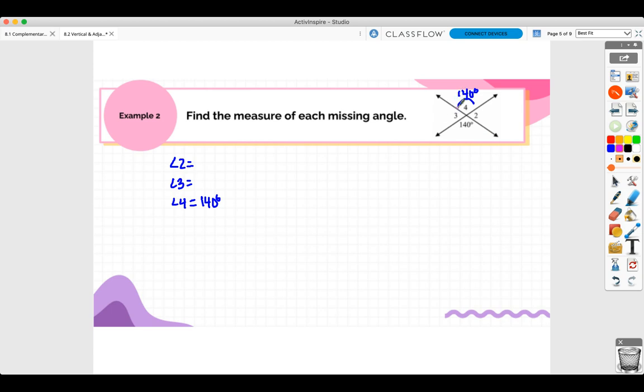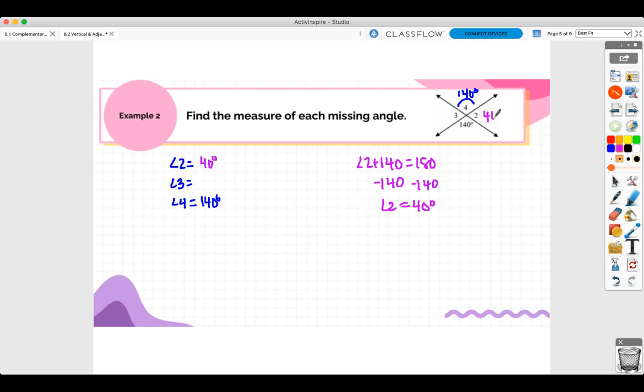But if you cover the top half with your hand, you just put your hand over. I mean, you can't see me doing it. But if you put your hand over this, you will see that these two are a linear pair. They're just upside down. So angle 2 plus 140 is equal to 180. Subtract 140. So angle 2 is 40 degrees.